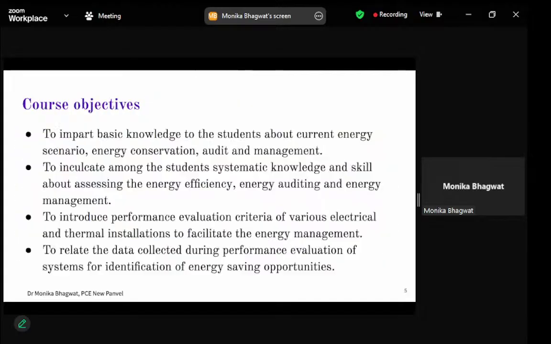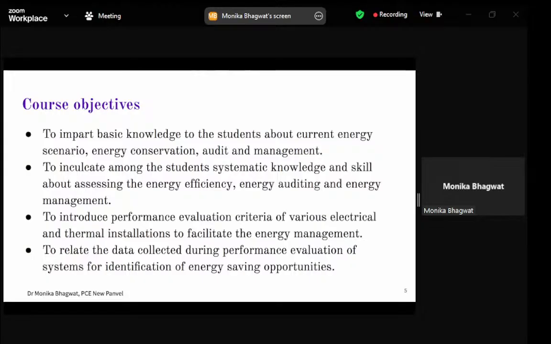So coming to the main objectives of the course. The course is Energy Audit and Management. So here the objectives of the course are to give the basic knowledge to the students about the current energy scenario, what is meant by energy conservation, audit, and management. Then to inculcate in the students systematic knowledge and skill about assessing the energy efficiency and energy auditing and energy management of various thermal and electrical equipments. And then to introduce students to the performance evaluation criteria of various electrical and thermal installations to facilitate the energy management, and to relate the data collected during performance evaluation of systems for identification of energy saving opportunities.